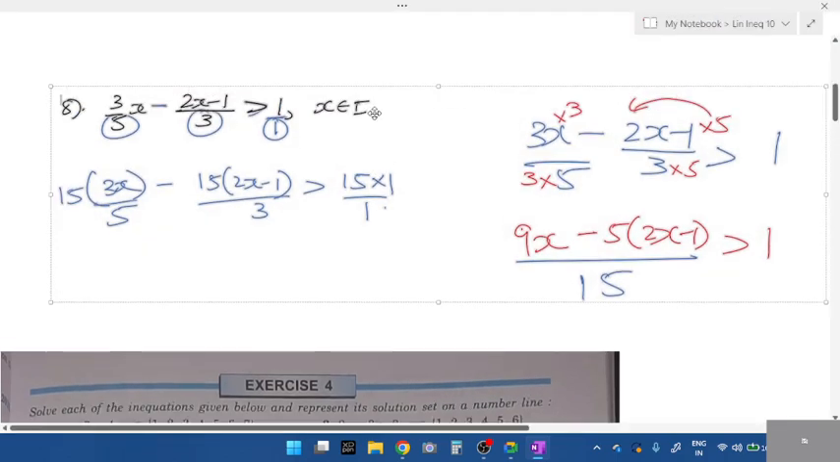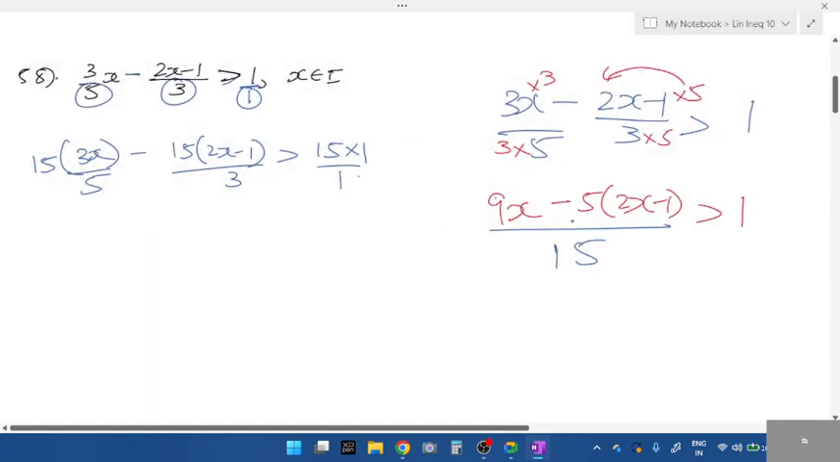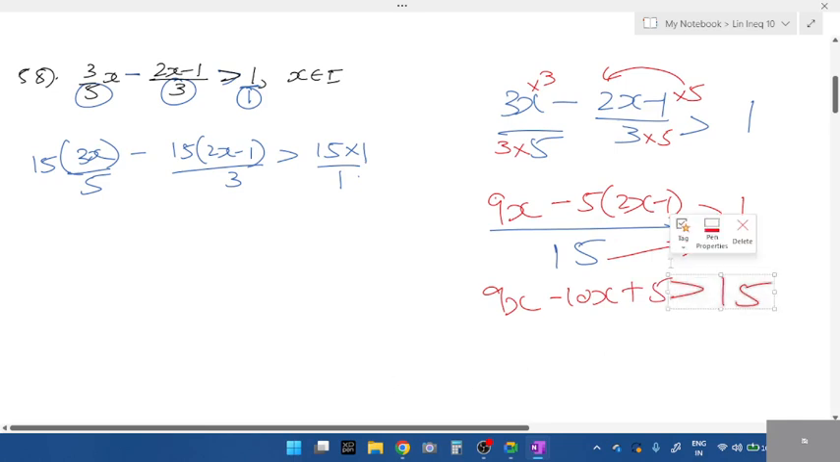See, concentrate, students. This is where students go wrong. These are the silly mistakes they do. Next, this 15 will go to the other side, get multiplied. 15, 9x, minus 5 into 2x is minus 10x. Minus into minus is plus, 5 ones are 5. Then you can arrange it. There's no denominator. First thing, eliminate the denominator. If denominator goes, it is easy to solve.